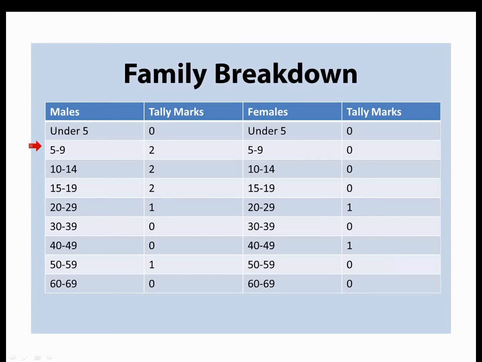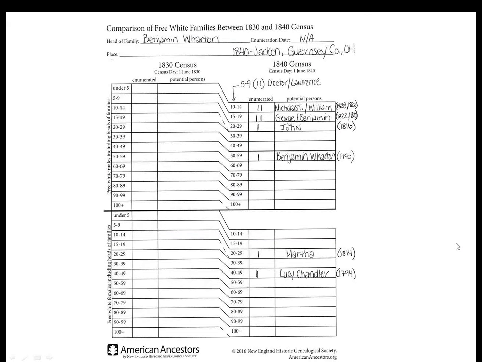So, as a researcher, when I look at this entire family breakdown, I can make sense of it, but it's not visually appealing, nor is it easy to follow. So we were hoping to come up with some sort of comparison chart that would help with this. And this is an example of when I would fill out what we had for the 1840 census.